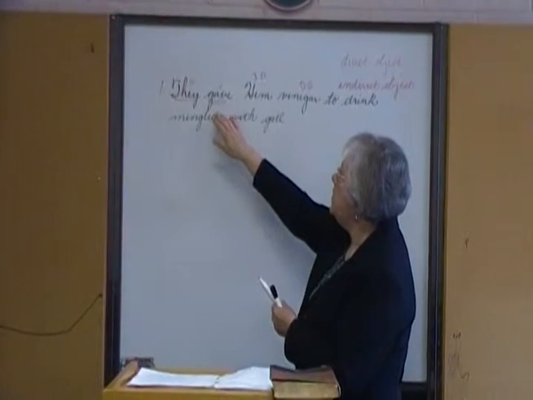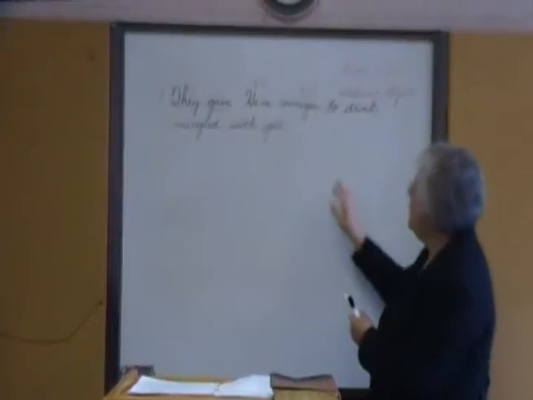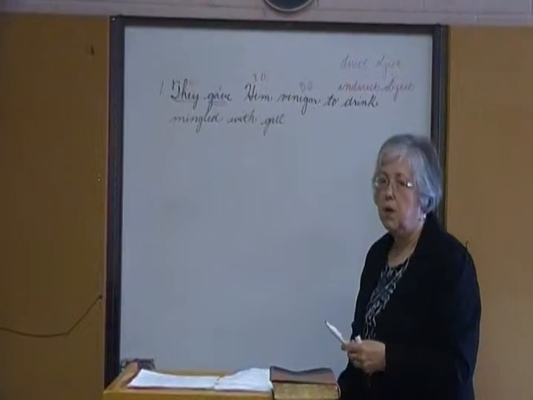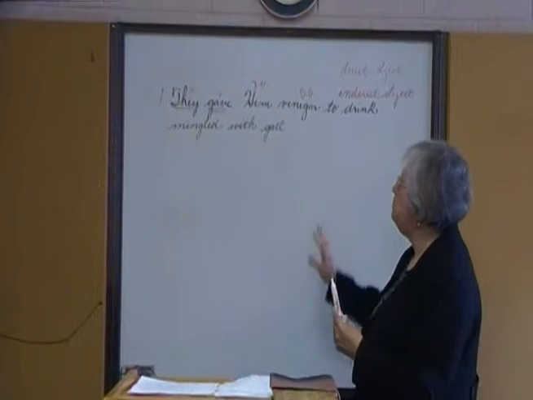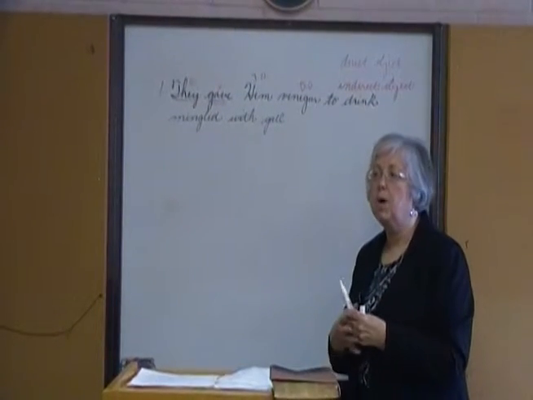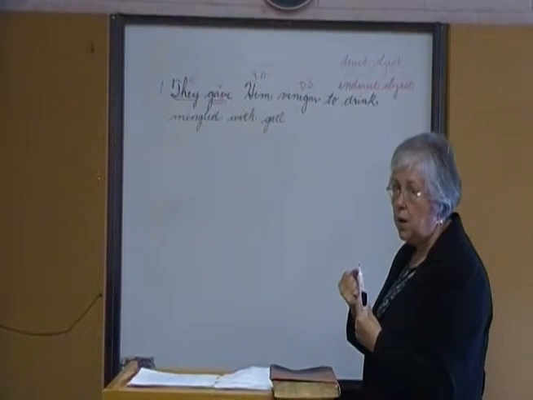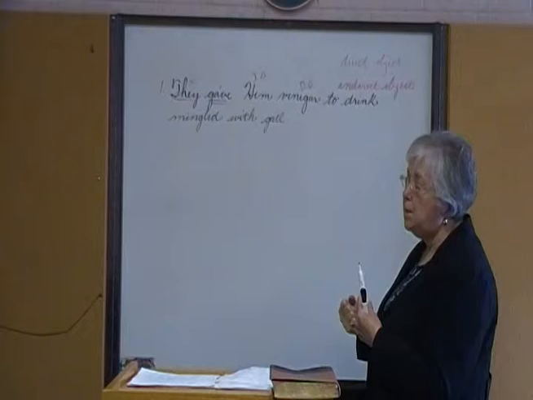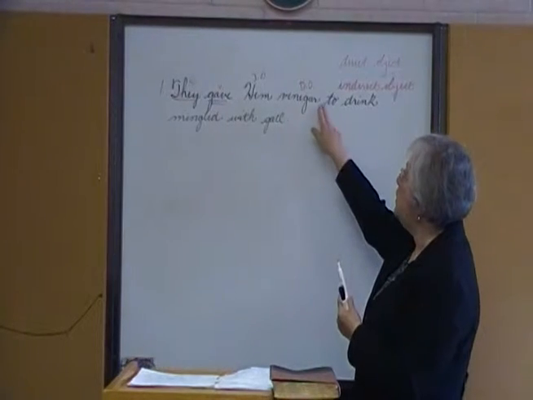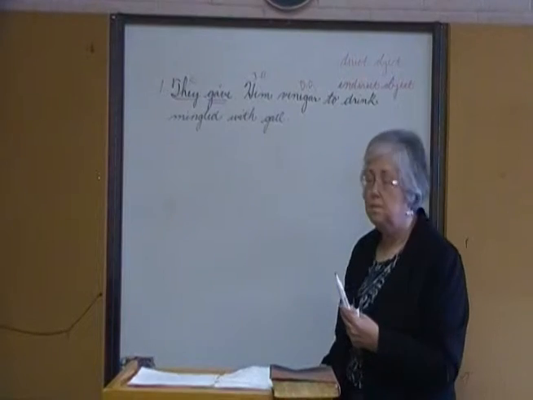Again, notice the location. They gave him vinegar. Now, be careful: to drink mingled with gall. That's just added extra, other sentence parts to help make the sentence interesting. But the basic sentence parts are they gave him vinegar. You can even put a period there and still have a complete thought. It would be a sentence.